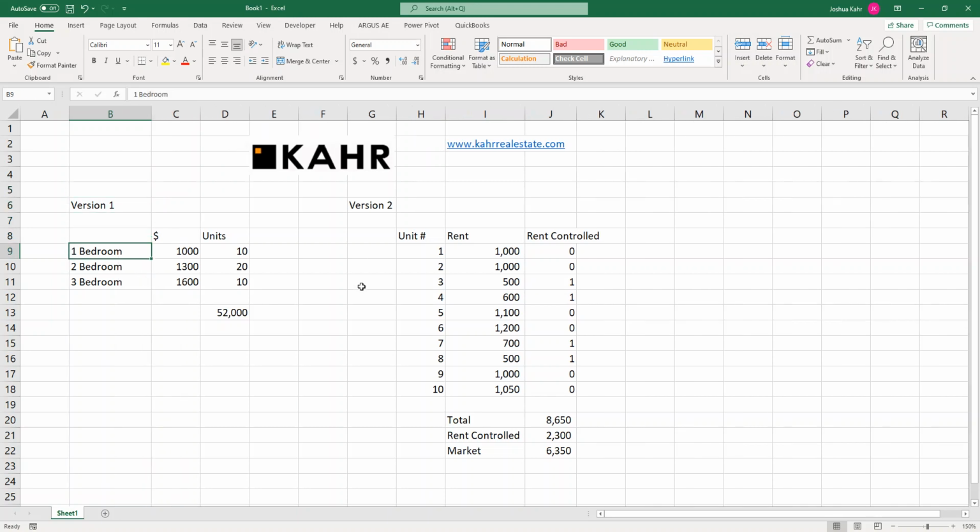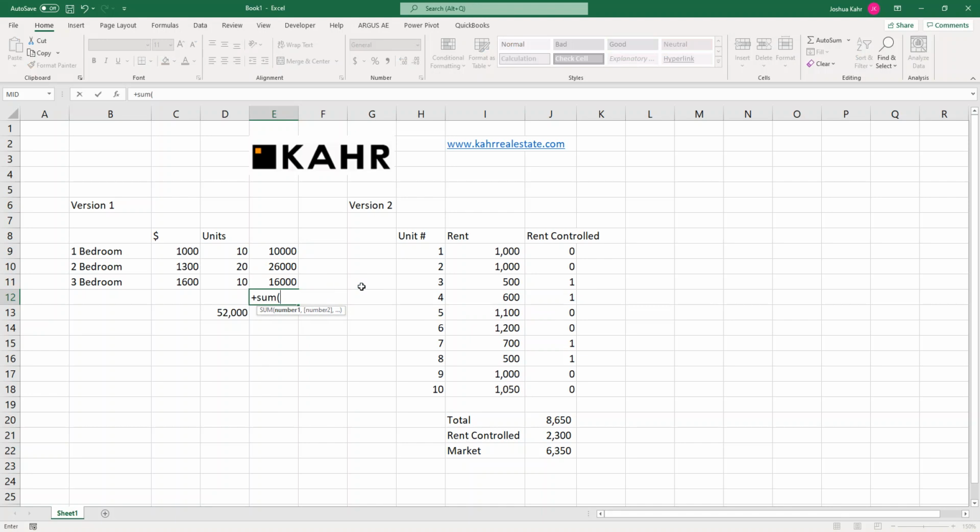Well, what most people do with SUMPRODUCT is they say something like this. They say, well, I've got some units, and say it's an apartment building. I've got 10 one-bedrooms, 20 two-bedrooms, 10 three-bedrooms, and these are $1,000, and these are 1,300, and these are 1,600. What most people would do to get the monthly rent is they'd be like, well, 1,000 times 10, and 1,300 times 20, and 1,600 times 10, and then they'd add them up, and they'd say, okay, that's my monthly rent, and that's 52,000.